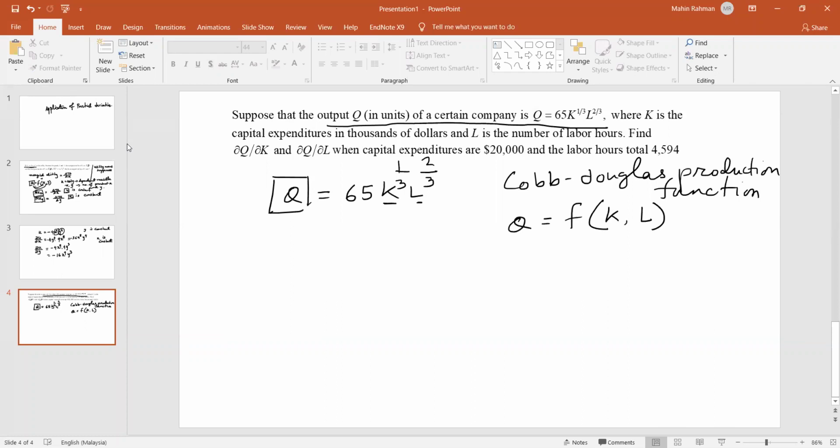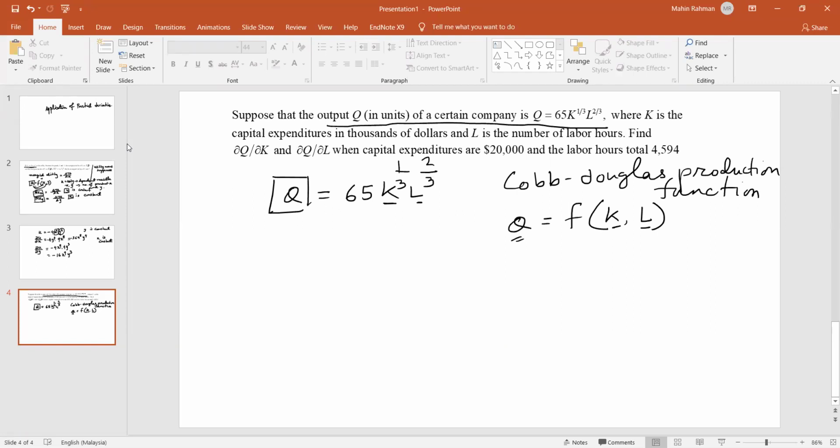But here you have to assume that other things are constant, because not only capital and labor can affect the production. There are a number of things that can affect the production. For example, weather, or producers' expectation, different things can affect the production of any product. But here we assume that other things remain constant, then the production of any product depends on capital and labor. So this is called the Cobb-Douglas production function.